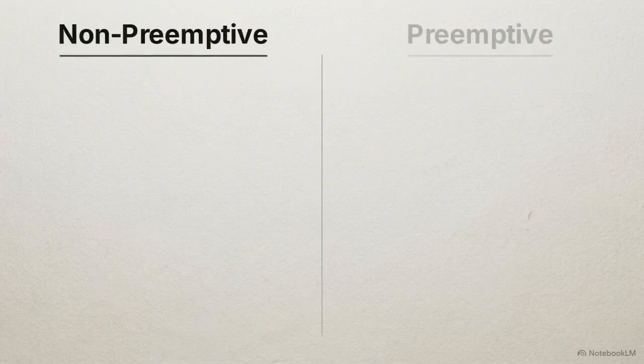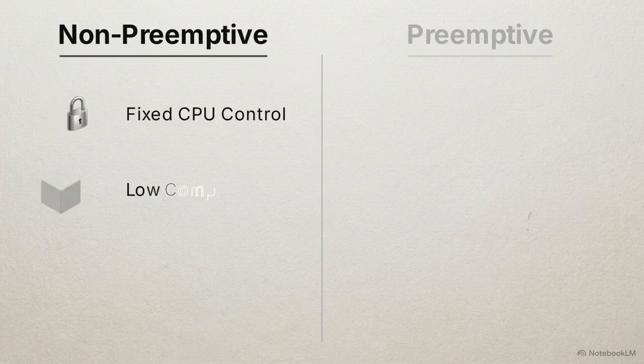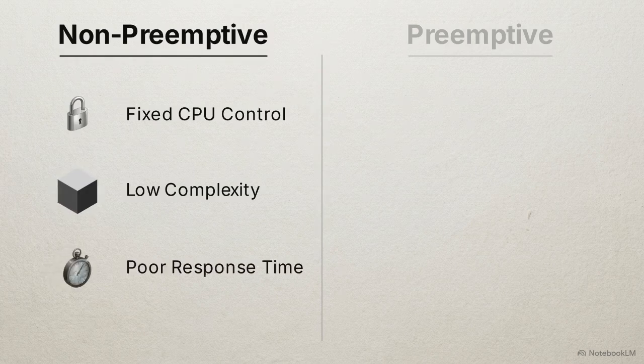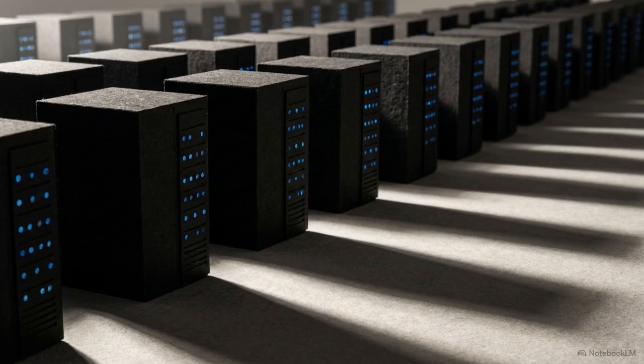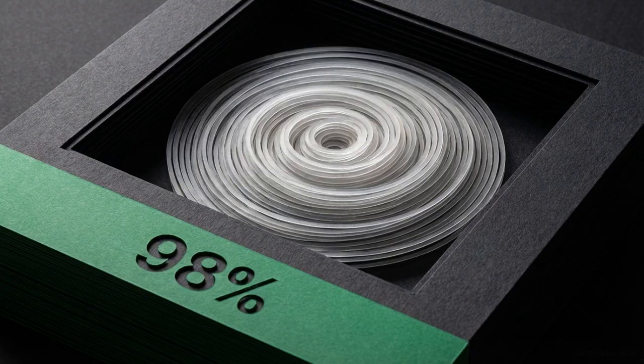This comparison matrix maps how these two algorithmic models dictate the physical design of modern computing infrastructure. The non-preemptive profile utilizes fixed CPU control. This results in very low architectural complexity and carries zero risk of process starvation, though it yields poor immediate response times. This makes non-preemptive scheduling ideal for large-scale batch processing environments, like overnight data backups or scientific rendering, where predictable, uninterrupted task completion is far more valuable than millisecond responsiveness.